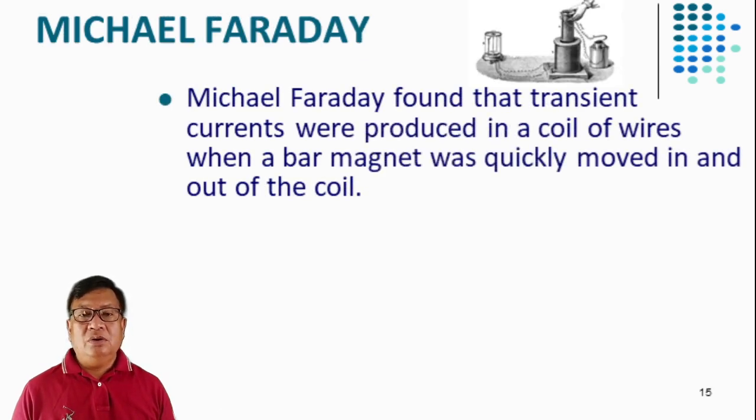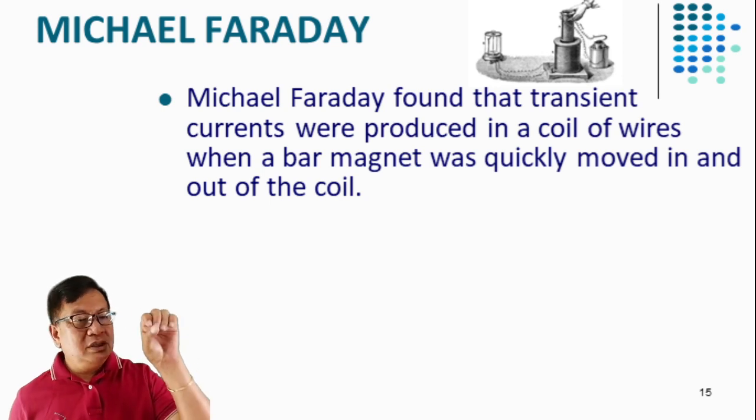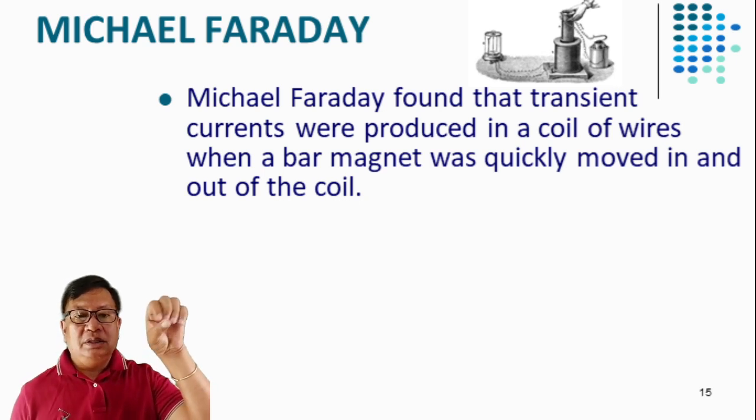Now, let's talk about Faraday's law, or the law formulated by Michael Faraday. So, according to Michael Faraday, and he found out that there is a transient current produced in a coil when a bar magnet was quickly moved in and out of the coil. Okay, so consider this is a coil. Okay, this is a coil.